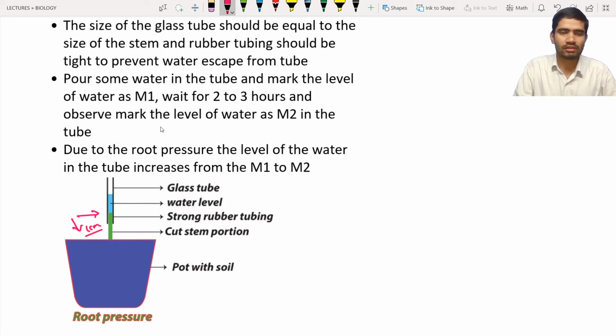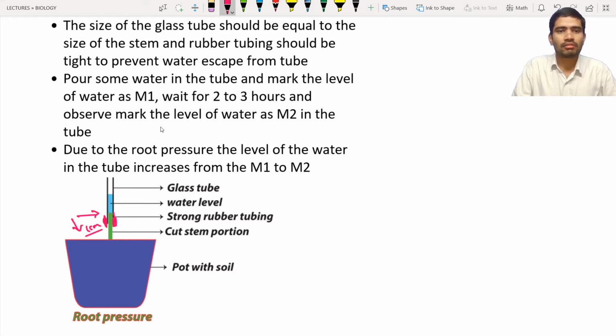Okay, 1 centimeter above will be cut down, and now we have to take a glass tube, and the diameter of the glass tube should be almost equal to the diameter of the stem. Now we have to insert the glass tube onto the stem of the plant, and make sure the rubber tubing is tight so that there will be no leakage or escaping of the water.